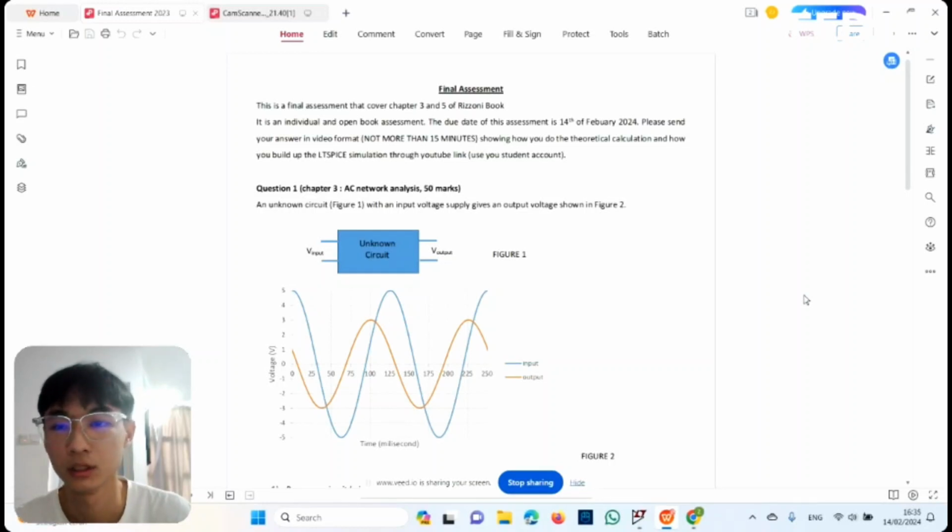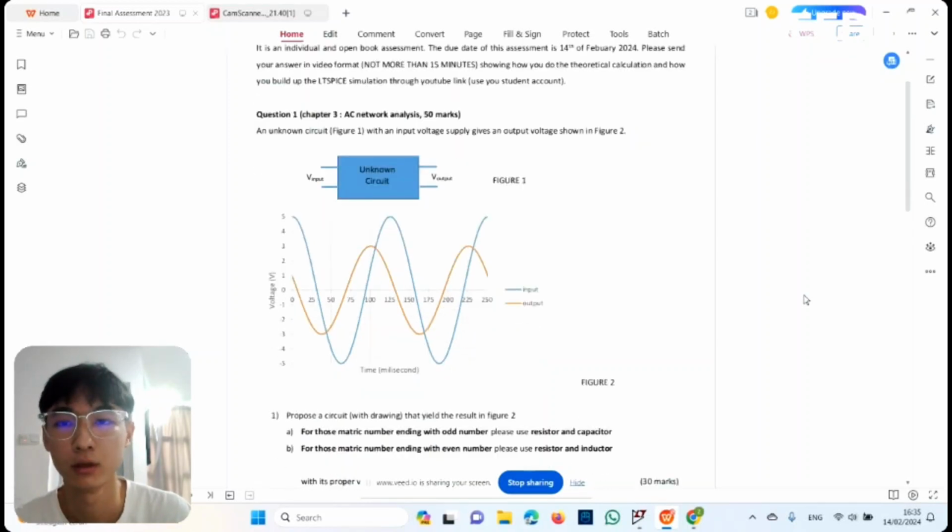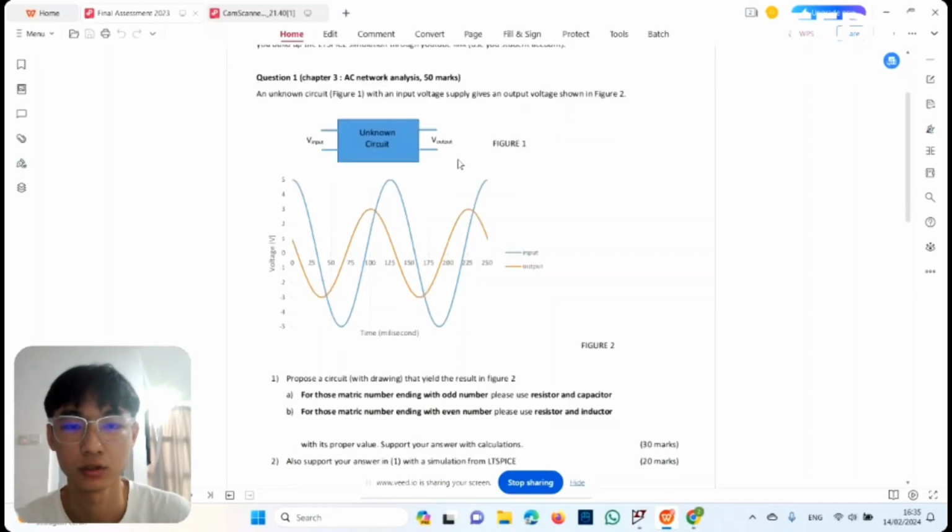Let us start our presentation for this assignment. First, we look at question 1. An unknown circuit with an input voltage supply gives an output voltage shown in figure 2. And this is the input voltage, an unknown circuit, and the output voltage.